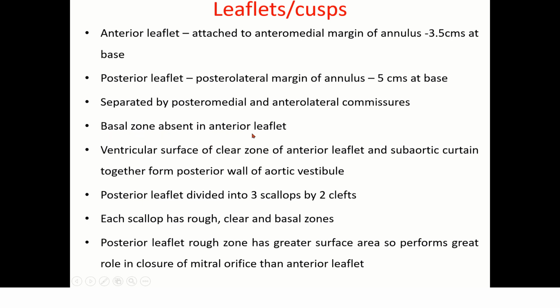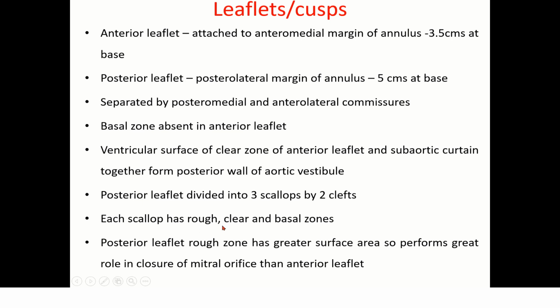So basal zone is absent in the anterior leaflet. Ventricular surface of the clear zone of the anterior leaflet and subaortic curtain together form the posterior wall of the aortic vestibule. So this aortic vestibule is the smooth outflow part. Posterior leaflet divides into 3 scallops by 2 clefts.